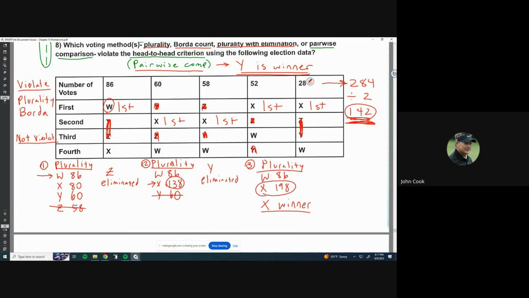But just because we found out that X is the winner, does that mean that it's going to work for the head-to-head criterion? So head-to-head criterion, remember, matches the pairwise competition, which would be Y, but obviously X and Y aren't the same. So that means that plurality with elimination is also in violation of head-to-head in this case. So all three of them violate it because none of them have the same winner that pairwise competition has. Okay, so that's what head-to-head criterion means. So just know that one when you're getting ready for the test.